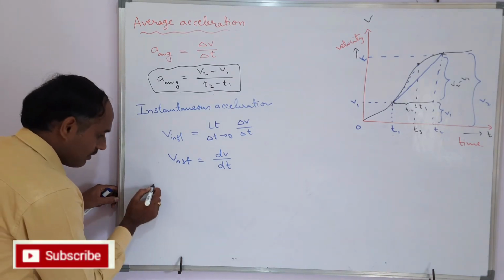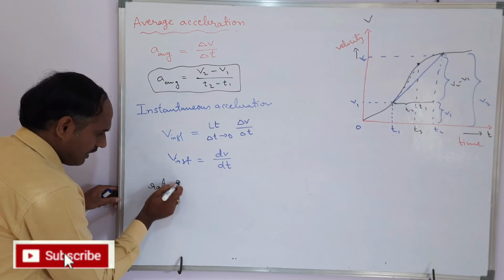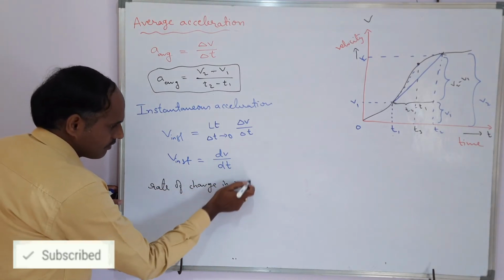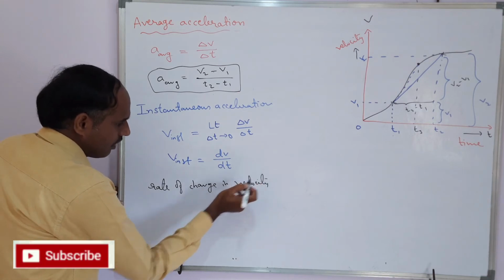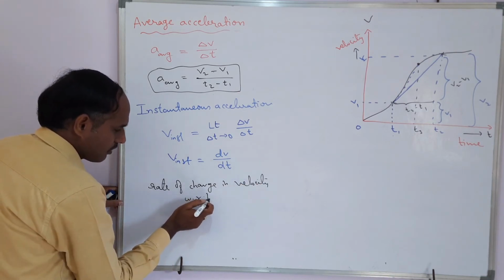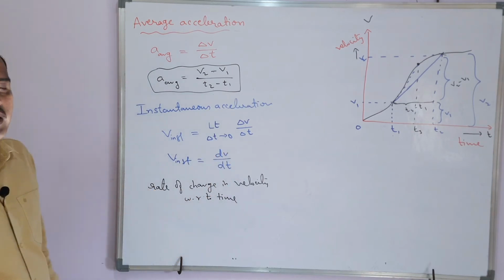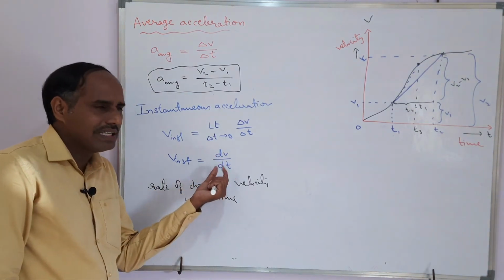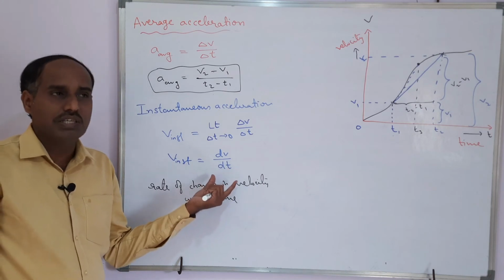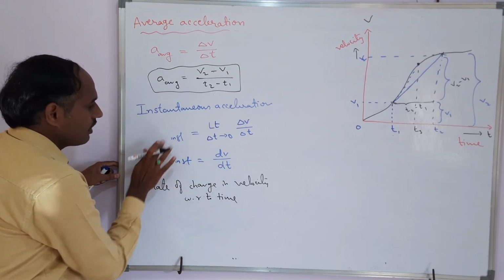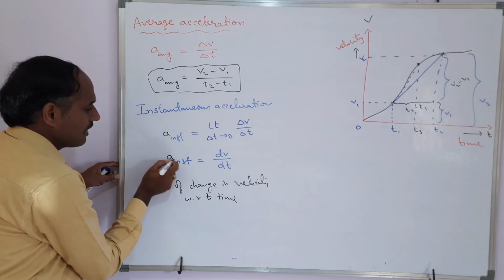Here it is read as what? Rate of change in velocity with respect to time, otherwise read as dv by dt. This d by dt is a mathematical operator called the differentiator. When you differentiate the velocity, you get the acceleration.